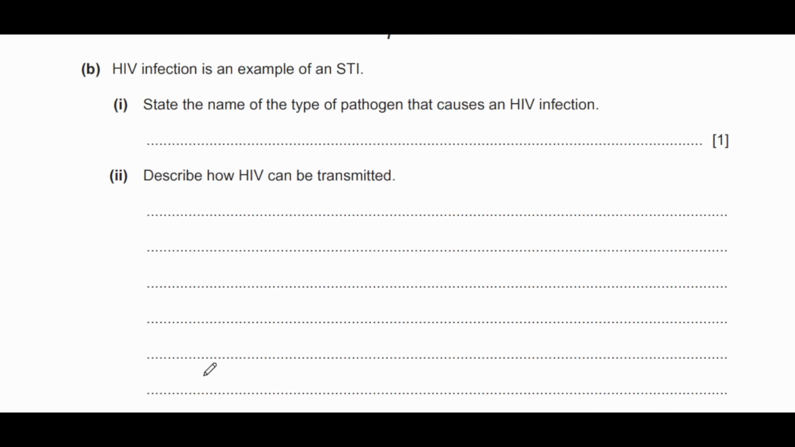Now, B. HIV infection is an example of an STI. State the name of the type of pathogen that causes the HIV infection. So, if you know what HIV stands for, this should be quite easy. HIV stands for human immunodeficiency virus, right? So if the name for HIV is human immunodeficiency virus, what's the pathogen that causes HIV? Well, obviously it'd be a virus.